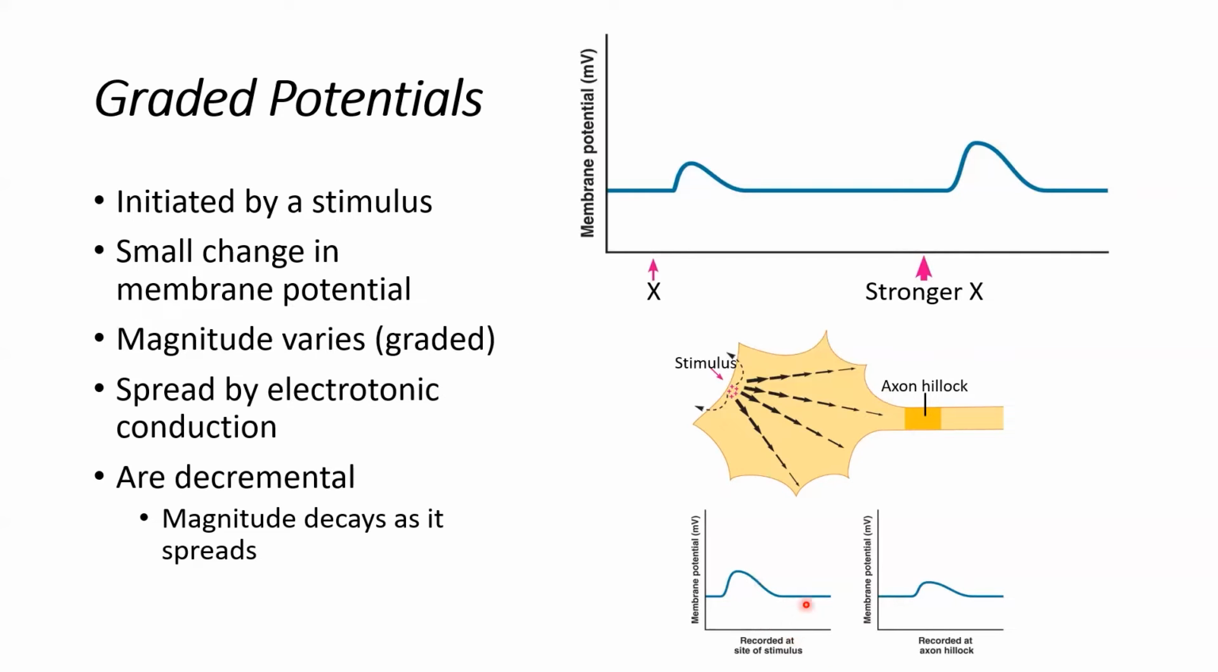All right. Okay, so notice here we have a small change in the membrane potential. So this is one graded potential. Notice down here we have a stronger change. This is what we mean by this being graded. There can be different gradations or variations in the magnitude of that membrane potential change.